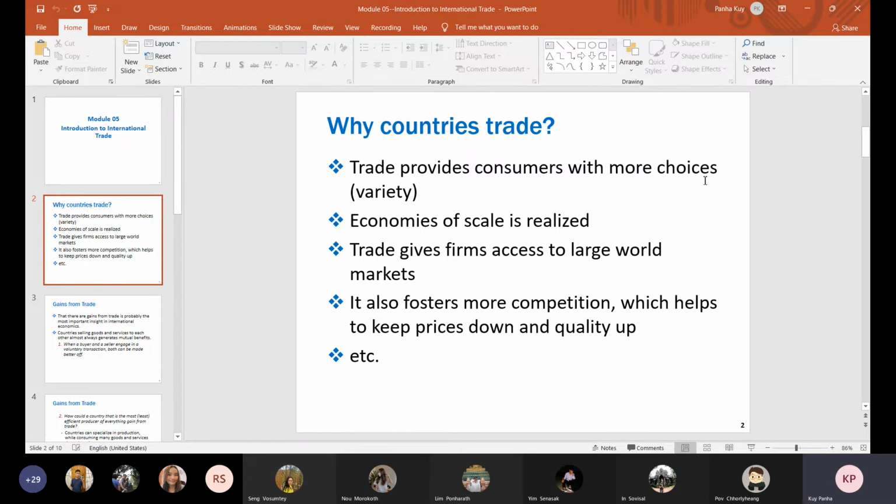Trade provides consumers with more choices and varieties, of course. Since we are facing limited resources, or what we call scarce resources, we cannot produce everything that we consume. For example, right now you are using laptops, you are also using lights, you are also using tables, and some other materials that are not produced domestically.